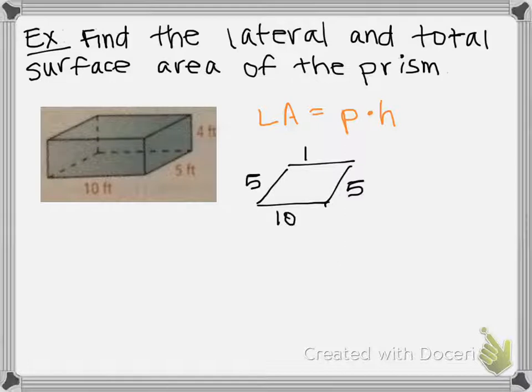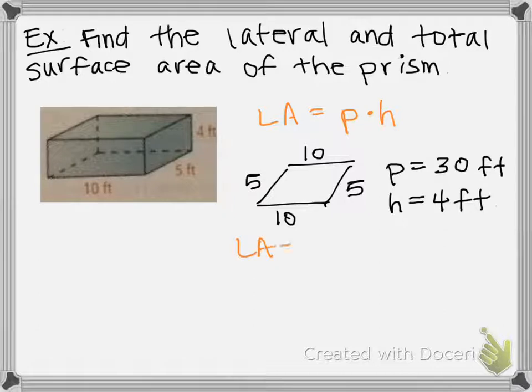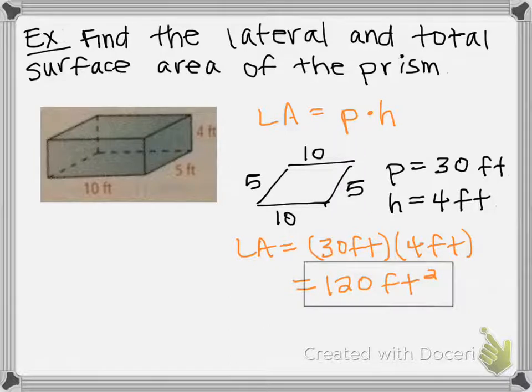Here's my base with its side lengths of 10, 10, 5, and 5. To find the perimeter of this, I have to add them all up, so that would be 30 feet, and my height is 4 feet. So far, I've been able to find the perimeter and find the height. Now it's just a matter of multiplying them. So my lateral area would be those 30 feet of my perimeter, and my 4 feet of height. When I multiply those together, I get 120 feet squared.